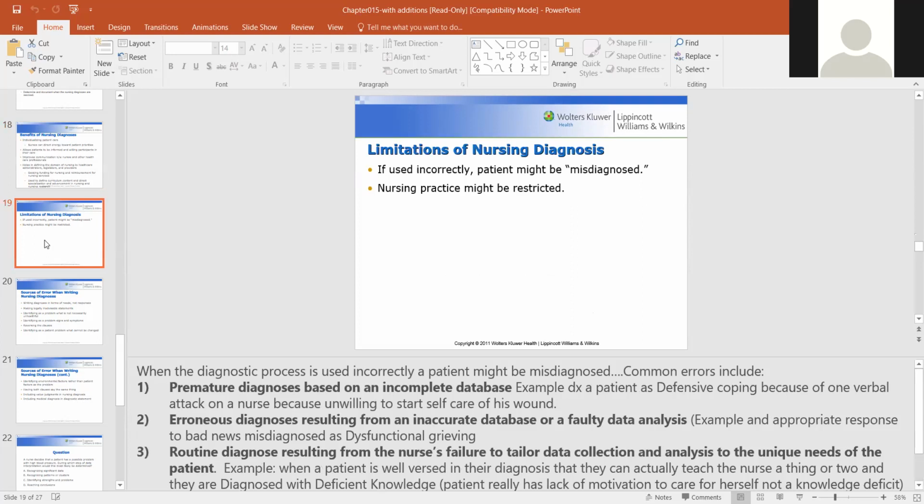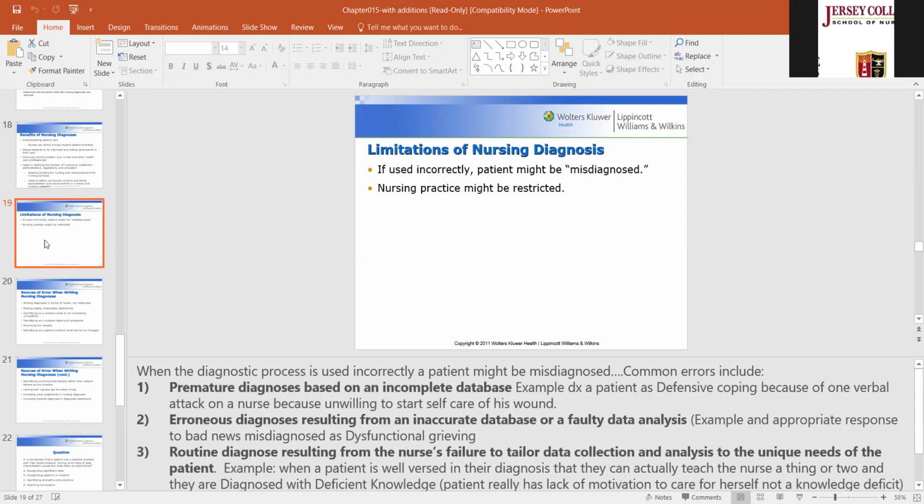Limitations. If I don't use it right, my patient could be misdiagnosed, and my nursing practice might be restricted in one way or another. So common errors: premature diagnosis based on not having enough data. Okay, so I say my patient is using defensive coping because of one comment that he made to a nurse. Again, we can't base our diagnosis on one little thing. We have to have other cues and references that show us that we're headed in the right direction.